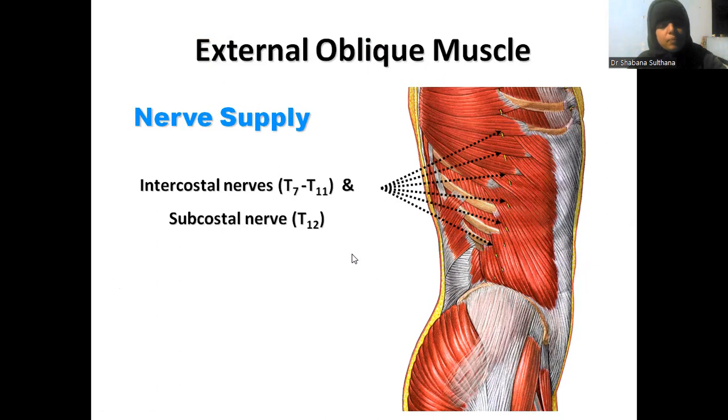T12 is the subcostal nerve. That's why, when we were discussing the thorax, I told you T7 to T11 are called thoraco-abdominal nerves, because they not only supply the thorax but also supply the abdomen.